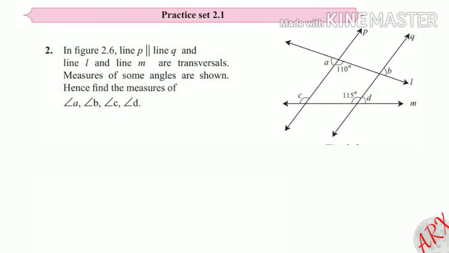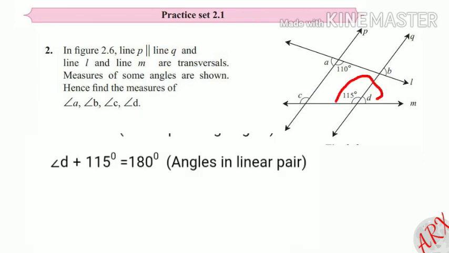Now if we observe the figure, 115 and angle D are angles in a linear pair, hence their sum will be 180. So angle D plus 115 equal to 180. Now shift 115 towards the right hand side. So angle D equal to 180 minus 115. Therefore angle D equal to 65 degrees.